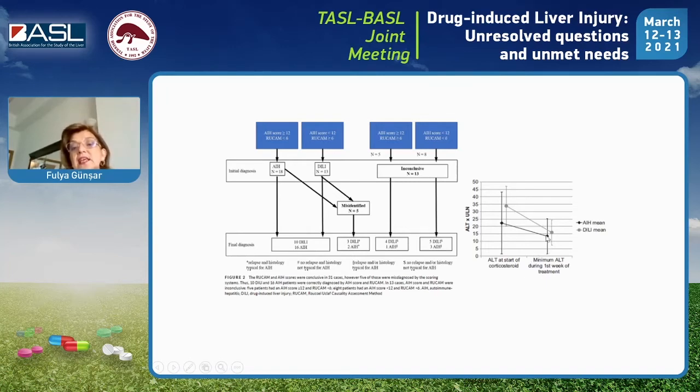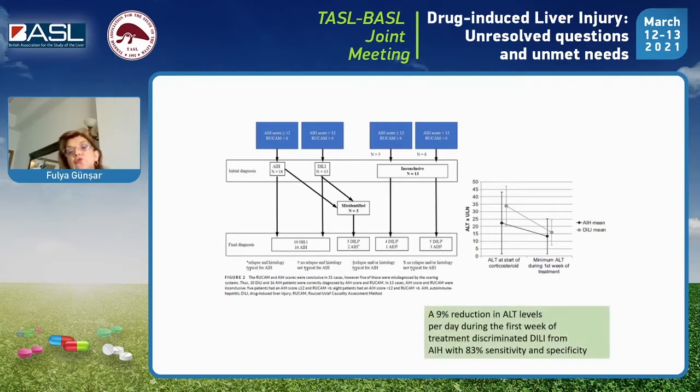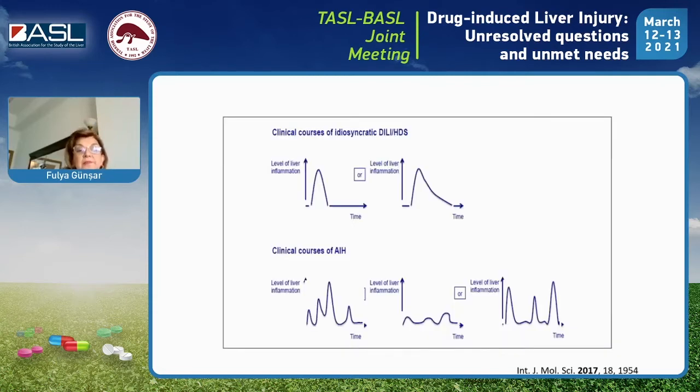You can see here, DILI patients had an earlier response to the corticosteroid therapy. A 9% reduction in ALT levels per day during the first week of treatment discriminated DILI from autoimmune hepatitis with 83% sensitivity and specificity. When we check the clinical course, in autoimmune hepatitis, you can see some fluctuations like these.